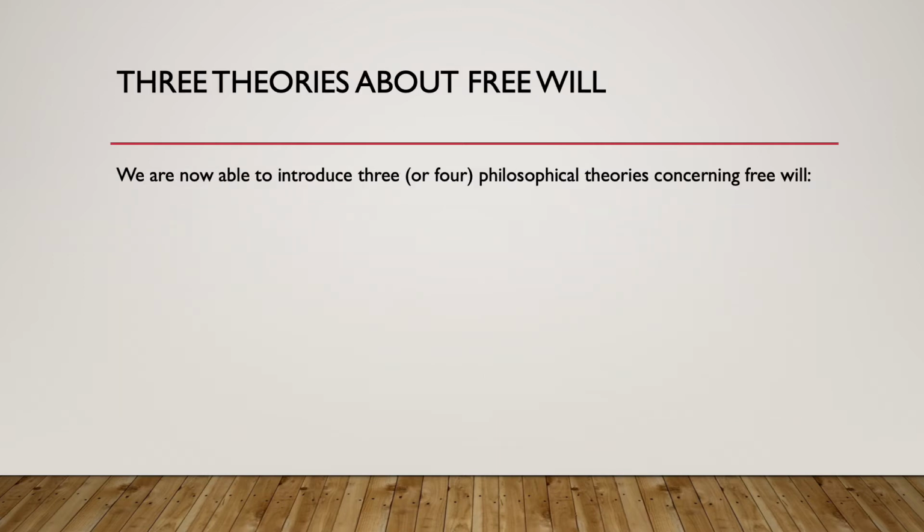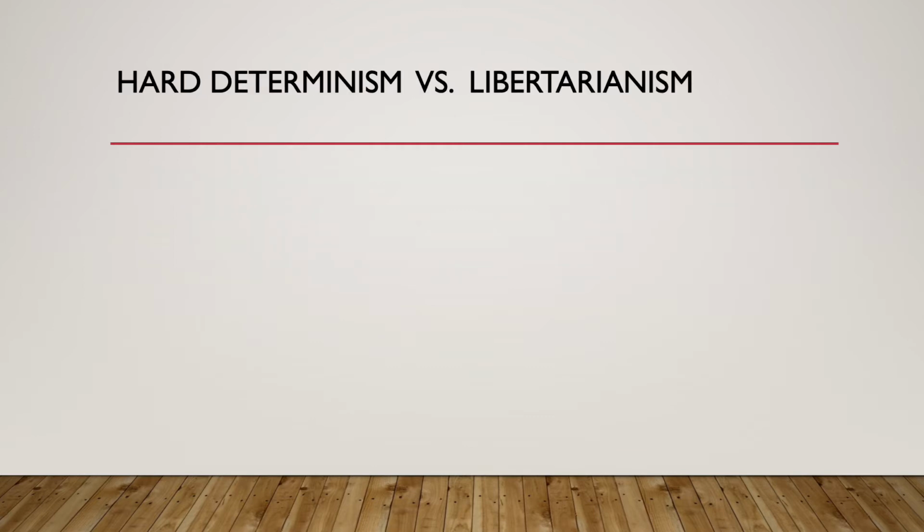So now, using this, we're able to introduce 3 or 4 philosophical theories concerning free will. The first is hard determinism, the second is libertarianism, the third is compatibilism, and there are sort of 2 versions of this: a pessimistic version and an optimistic version. I want to start out by comparing the hard determinist view and the libertarian view, because this is the contrast that people usually think of when the free will debate comes up.